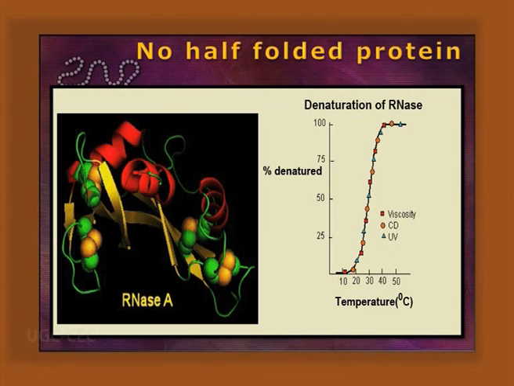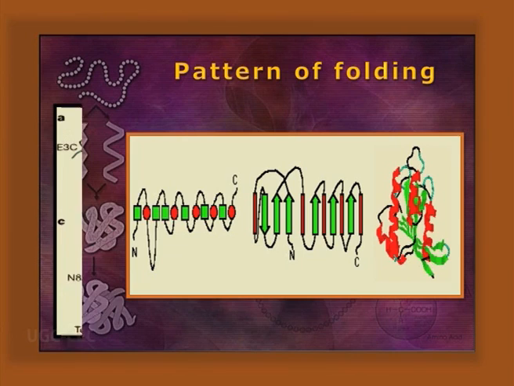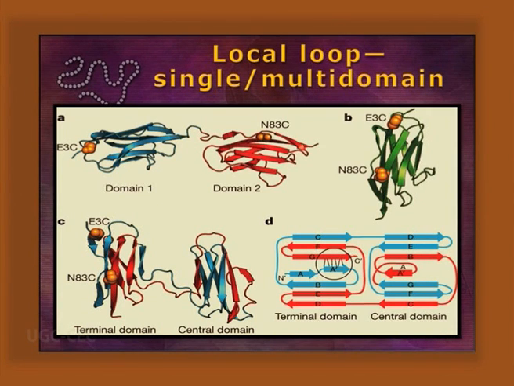Now not only is the message carried by the amino acid sequence, but there are different propensities of the amino acid sequence to fold into alpha helix, beta sheets, beta strand or beta turn as well. And there is no half-folded protein during the course of protein folding. There is an equilibrium between the folded and unfolded structure of the protein. Next, pattern of folding. You can observe how the different types of helices and beta sheets are joined by long polypeptide to make local loops. It may be single domain or multi-domain.